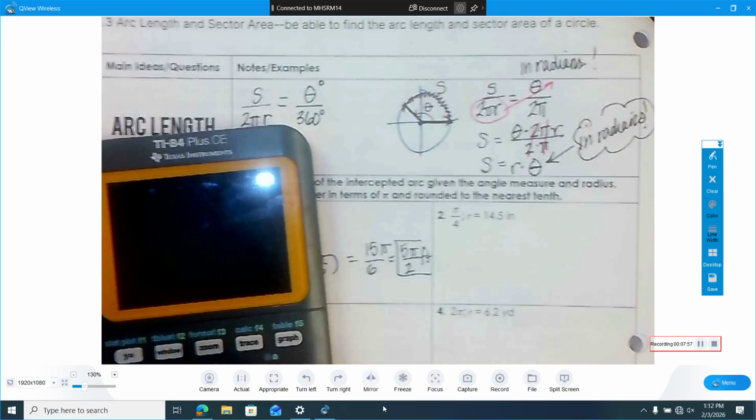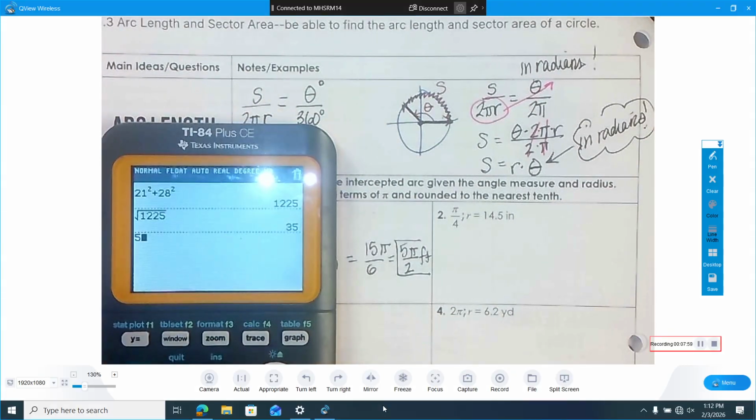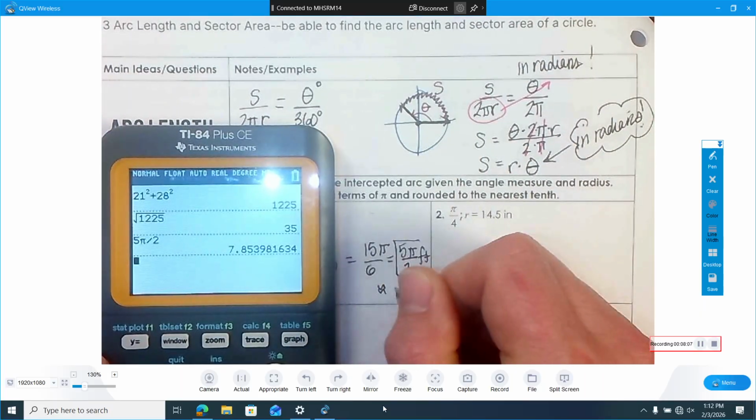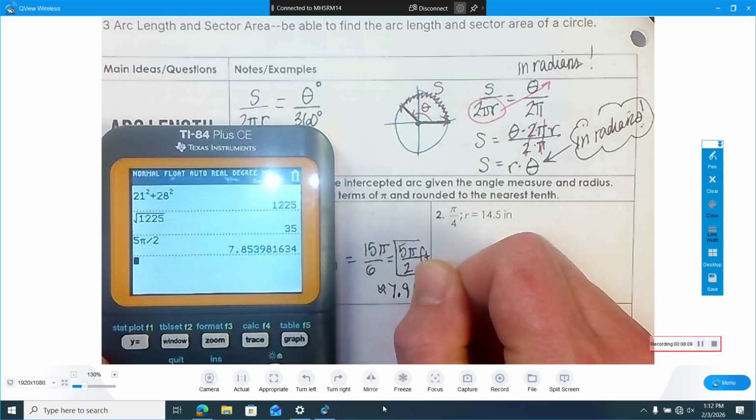And if you plug that into your calculator, 5 pi divided by 2 is approximately 7.9 feet long.